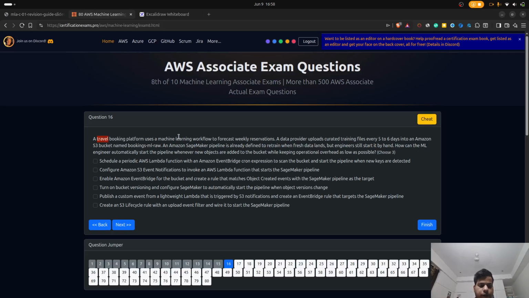A travel booking platform uses a machine learning workflow to forecast weekly reservations. A data provider uploads curated training files every 5 to 6 days into an Amazon S3 bucket named Bookings ML Raw. An Amazon SageMaker pipeline is already defined to retrain when fresh data lands, but engineers still start it by hand. How can the ML engineer automatically start the pipeline whenever new objects are added to the bucket, keeping operational overhead as low as possible?